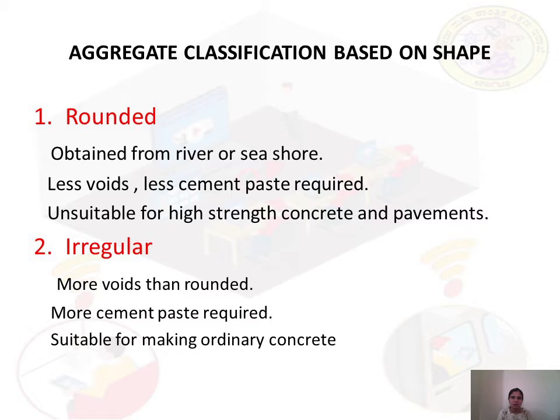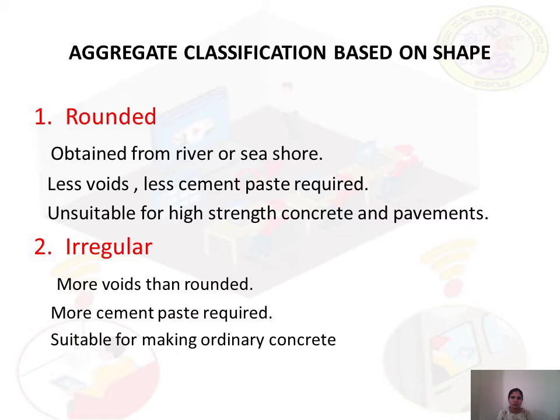These rounded aggregates are obtained from the river or seashore. When they are used in concrete, they have less voids, and then less cement paste is required to bind these aggregates. But because of the round surface of these aggregates, they are unsuitable for high strength concrete and pavements.